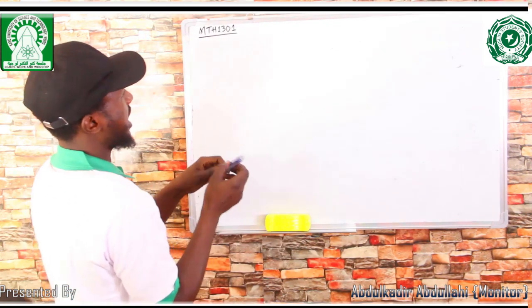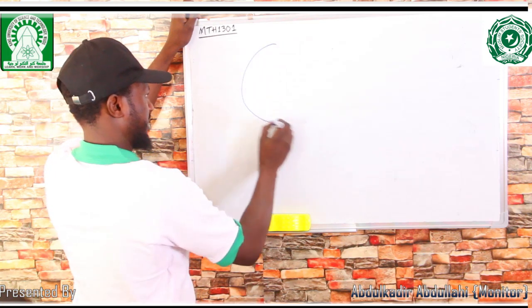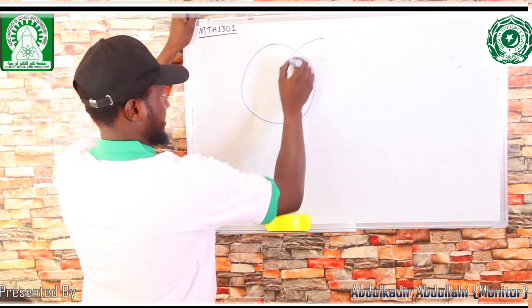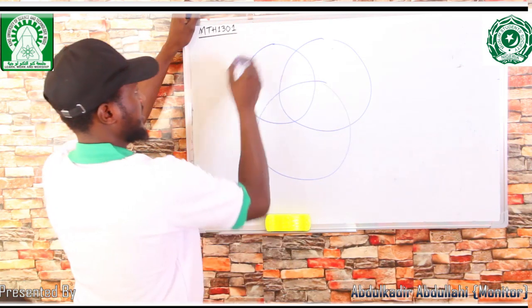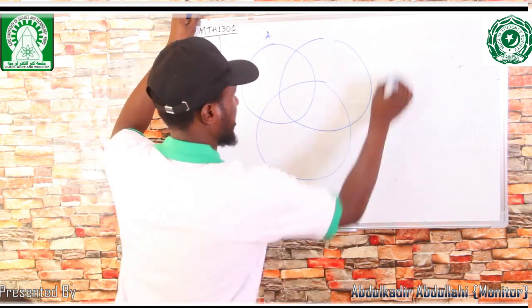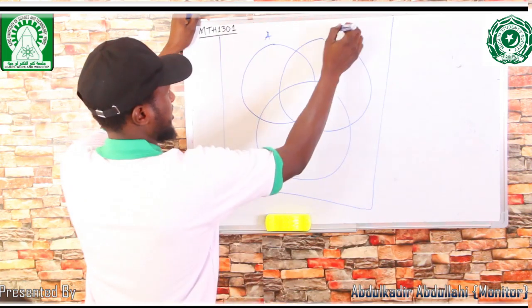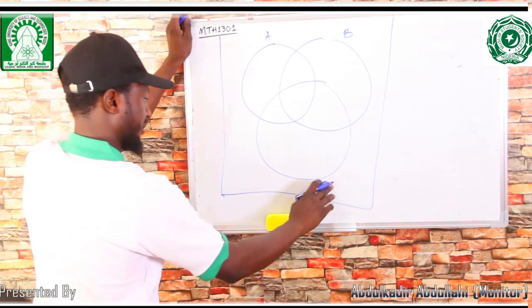Let's take a look at the Venn diagram of 3 sets. Assuming we are having 3 sets, let me draw the diagram, 3 sets like this. I just want to make an interpretation. Assuming this is the universal set A, this is set B, and this is set C.